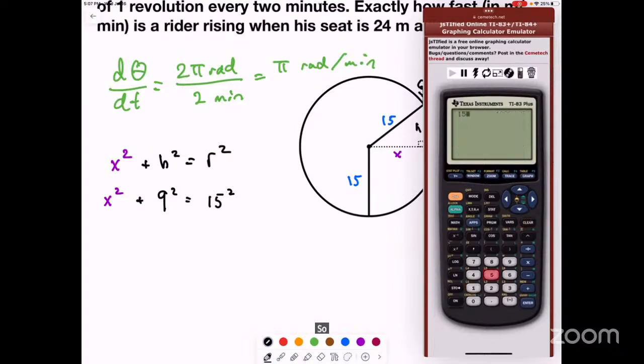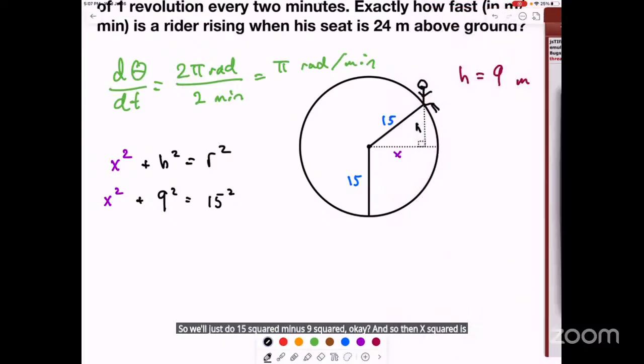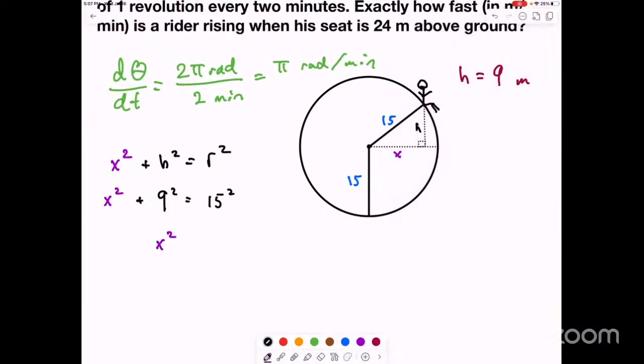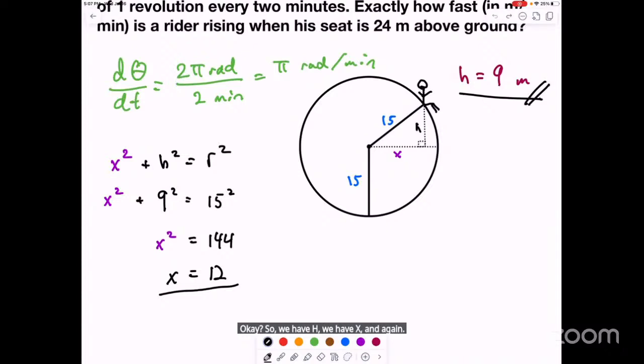So we'll just do 15 squared minus 9 squared. Okay. And so then x squared is 144, which is 12. So then x squared equals 144. So then x equals 12. Okay. So we have h, we have x, and again that's meters.